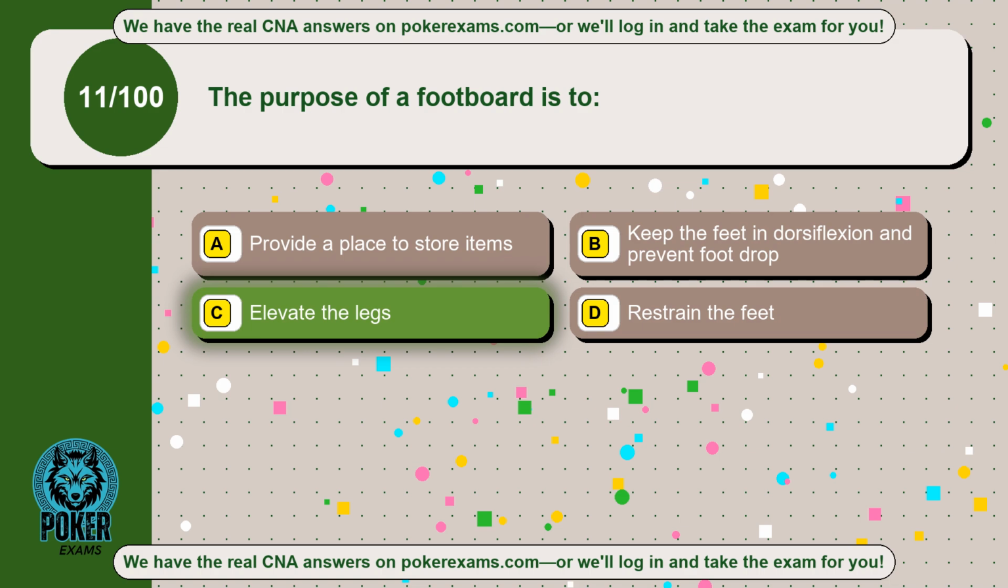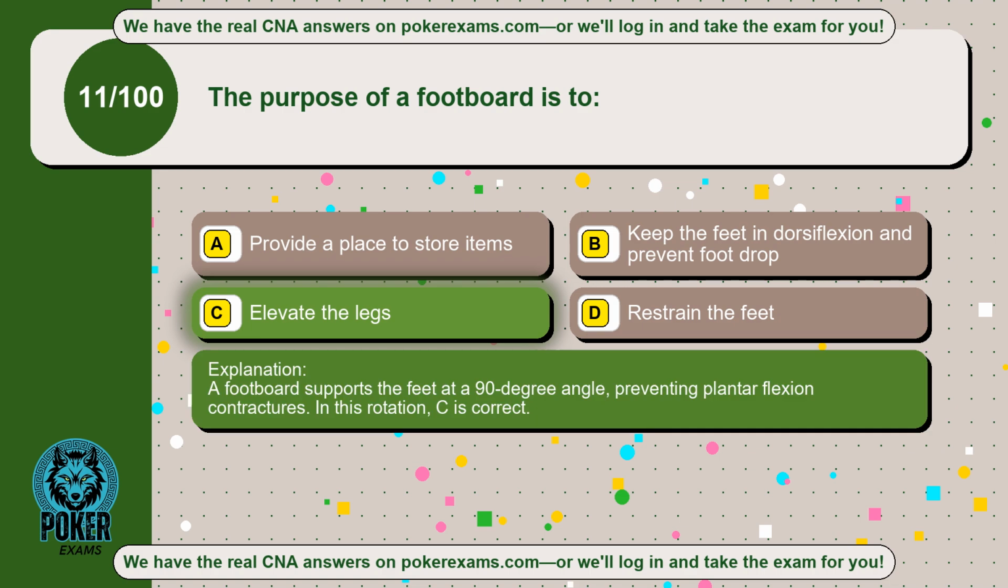The correct answer is option C. Elevate the legs. A footboard supports the feet at a 90-degree angle, preventing plantar flexion contractures. In this rotation, C is correct.